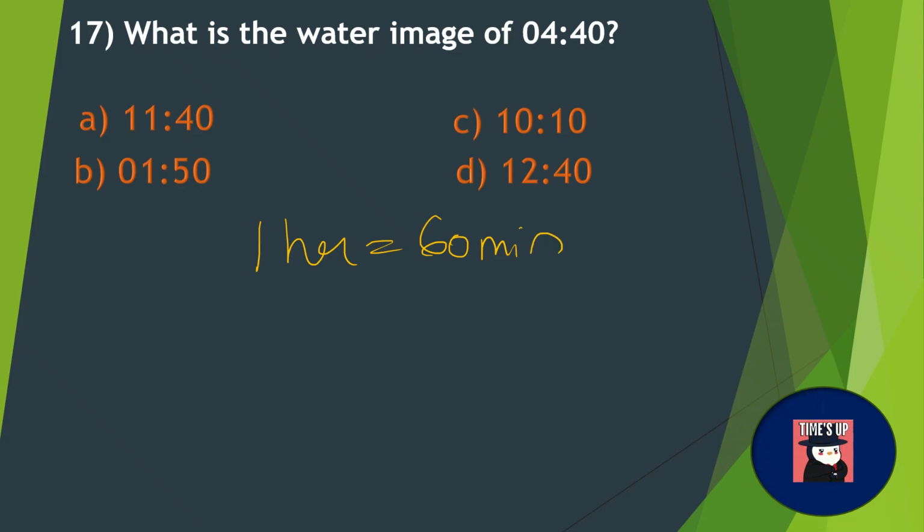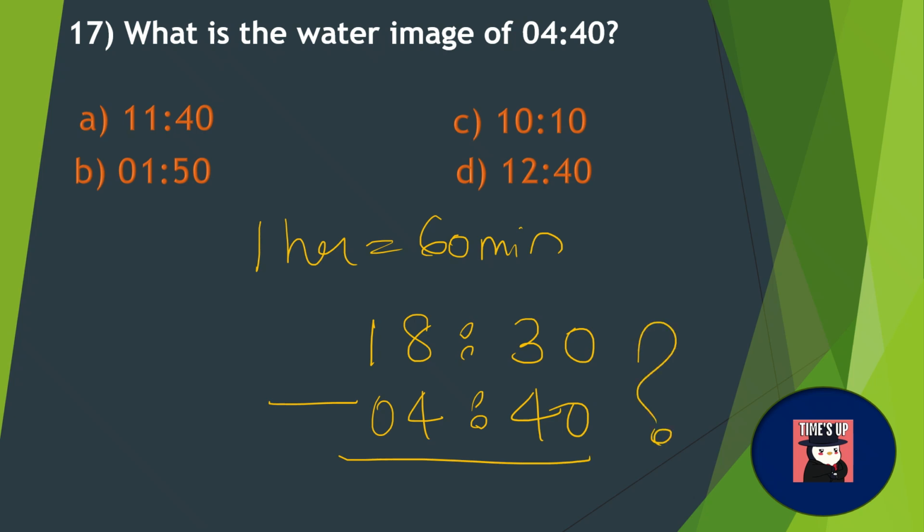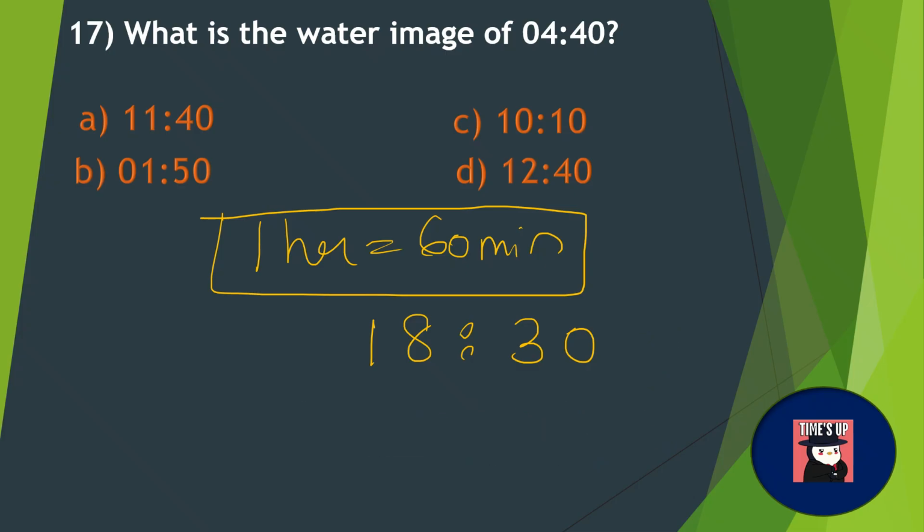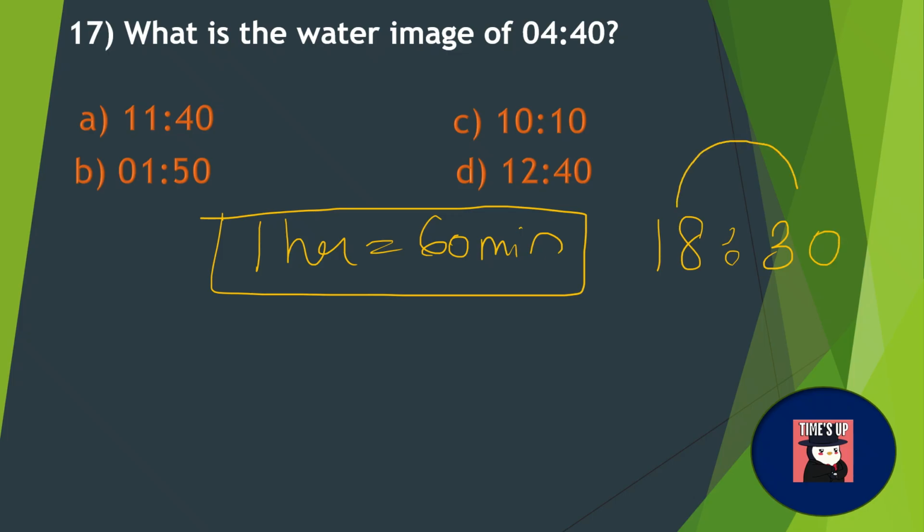Time up. 1830 minus you will do 440. Is it possible to do? No. So what you need to do? You know that 1 hour is equal to 60 minutes, correct? So you need to borrow the hour here. So when you borrow, what will happen? You borrow here. 1 hour is equal to 60 minutes. So you're borrowing 1 hour from this.